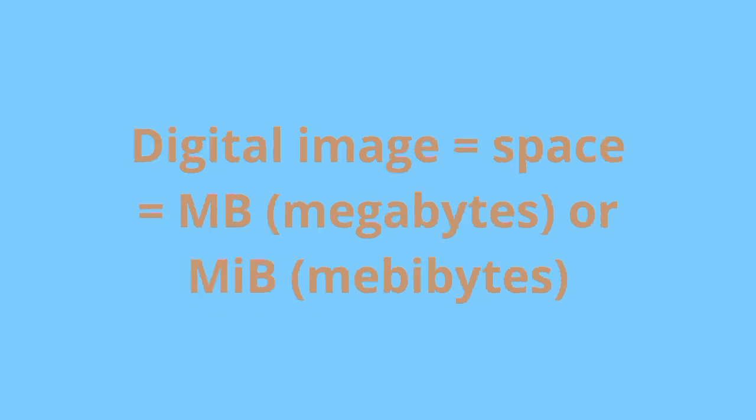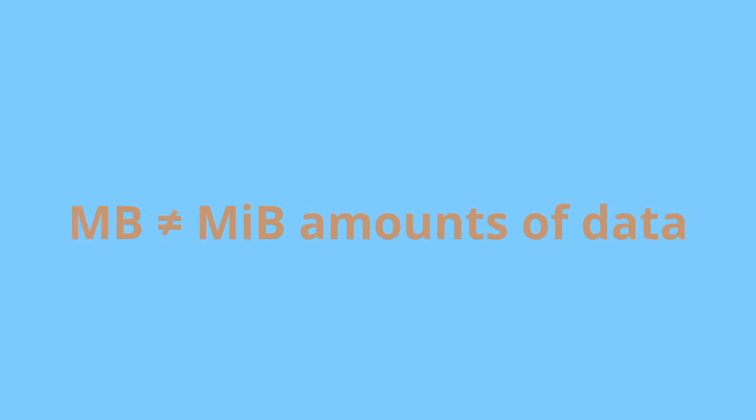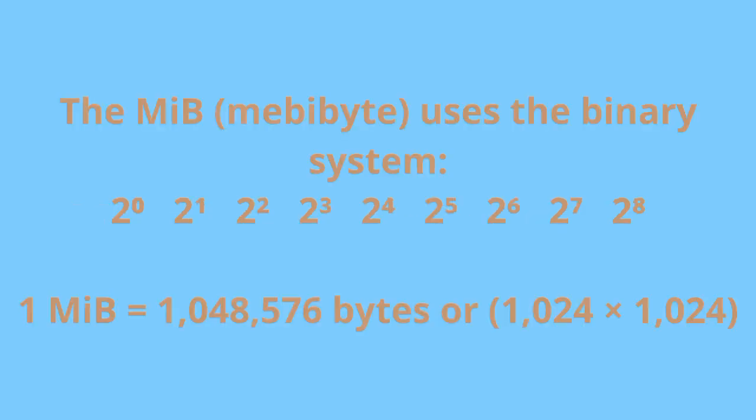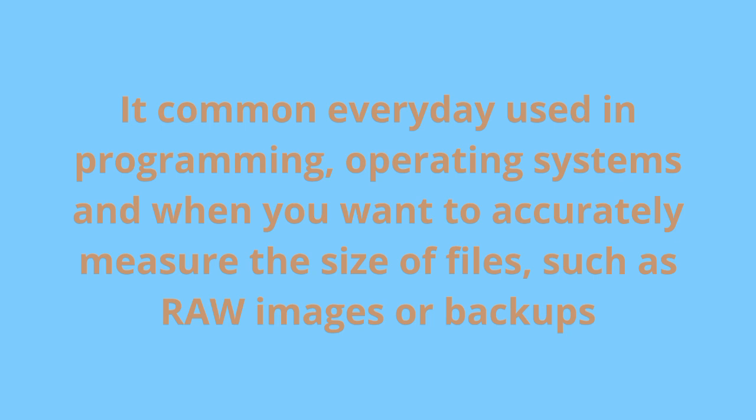As binary code is nothing less than information, it takes up space, that is, an amount of MB. When we save a digital image, it takes up space in your computer, and space can be measured in MB, megabytes, or MiB, mebibytes, depending on the context. Although they sound the same, MB and MiB represent different amounts of data. The mebibyte uses the binary system, based on powers of 2. 1 mebibyte is equal to 1,048,576 bytes, or 1024 times 1024. It's commonly used in programming, operating systems, and when you want to accurately measure the size of files, such as raw images or backups.